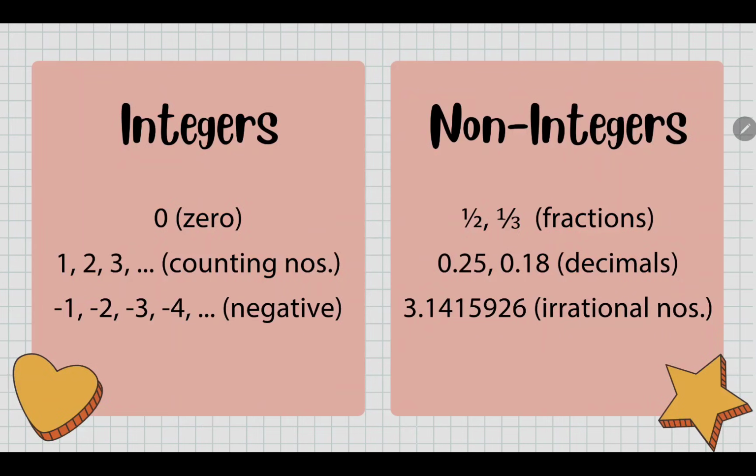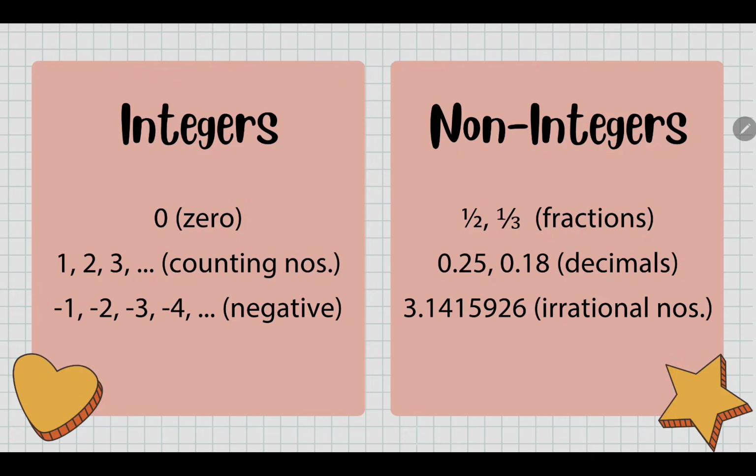Now, looking at the chart here, the integers include obviously the number 0 and the counting numbers, also known as positive numbers like 1, 2, 3, and so on. And then you also have the negative numbers like -1, -2, -3, -4, etc.